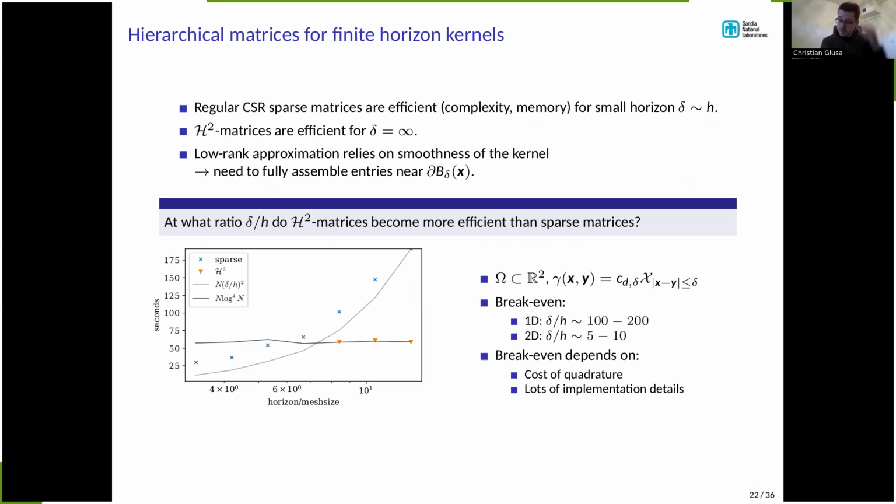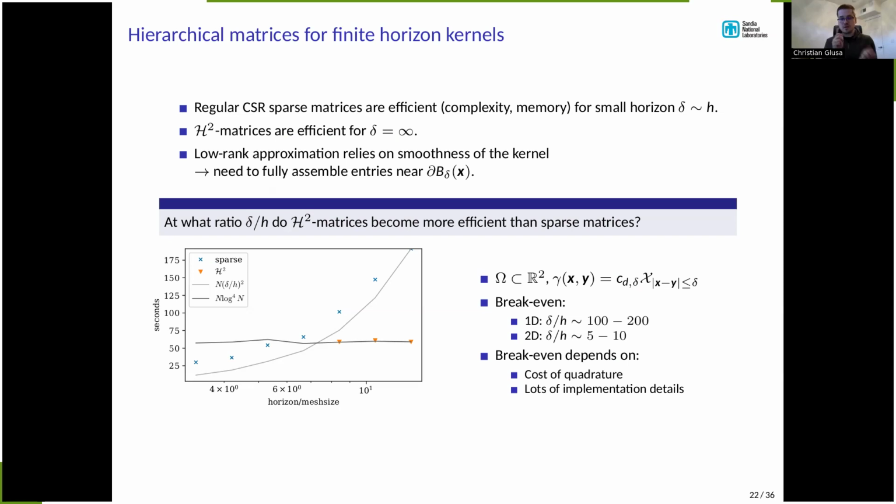All right. So I've talked a lot about hierarchical matrices, and obviously, if the horizon of your kernel is quite large or even infinite, then hierarchical matrices are the way to go. But on the other hand, if the horizon is very similar to the mesh size, say 2 or 3 mesh sizes, well, at that point, using a regular, classical sparse matrix is definitely the way to go.